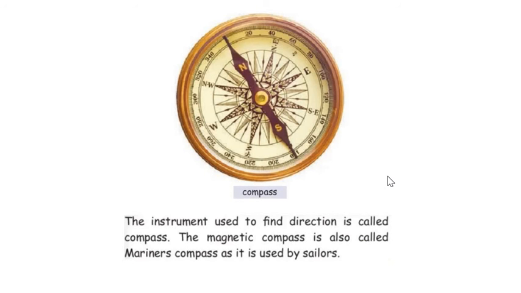Fine. You see, the instrument used to find direction is called a compass. A magnetic compass is also called a mariner's compass, as it is used by sailors, and this is the actual photograph of a compass. See?